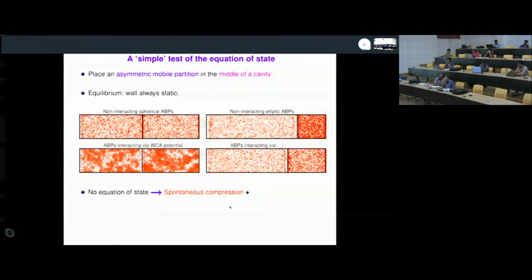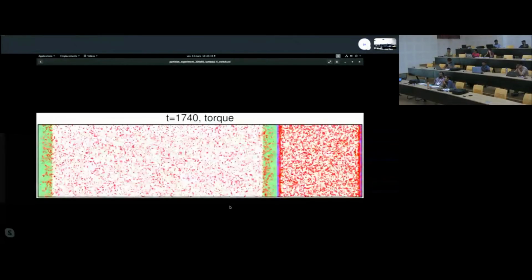So you can make a movie in which you turn, for instance, on and off the torque so that you go from the top left to the top right situation. You start with a wall which is asymmetric, so you can see the range of the potential in green and in blue are different, and you don't have a torque, and you see that the wall happily fluctuates in the center of the system. When you turn on the torque, suddenly the forces exerted on the 2 sides of the wall are not the same anymore, and you have a spontaneous compression of the system, something that would be forbidden in equilibrium because clearly it's not maximizing entropy.